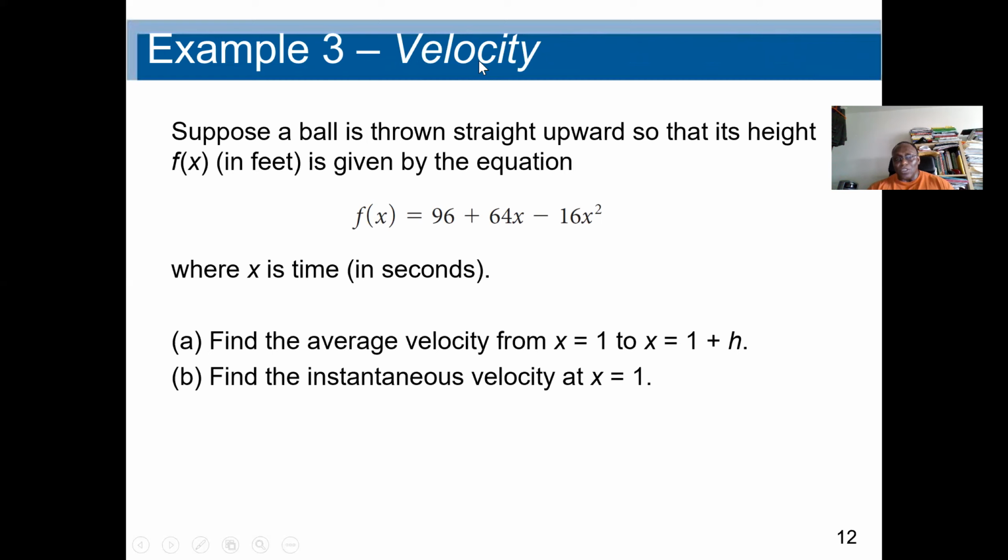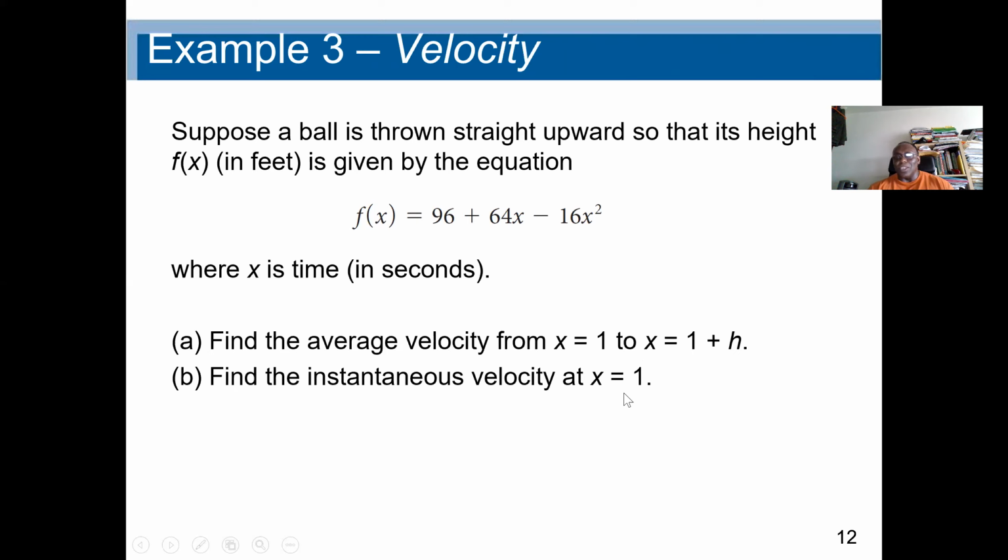So the concept of velocity: suppose that a ball is thrown straight upward so that its height f of x in feet is given as follows. f of x equals 96 plus 64x minus 16x squared. This is the height of the ball, and x will be the time in seconds. Now the question says we should find the average velocity from 1 to 1 plus h. This will be the rate of change. Then secondly, we're going to find the instantaneous velocity at x equal to 1.